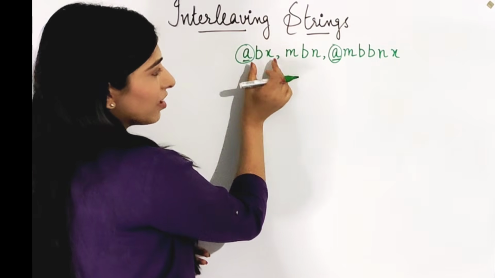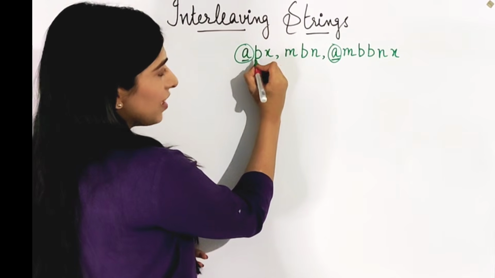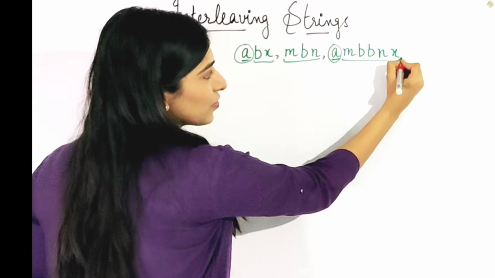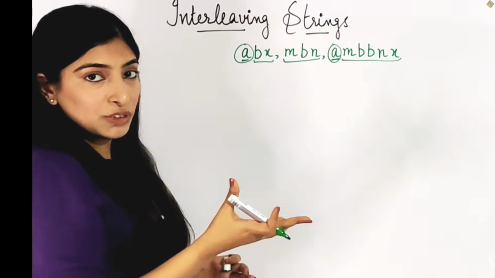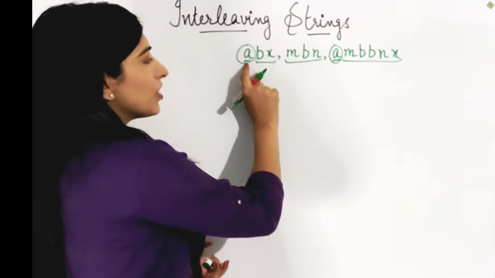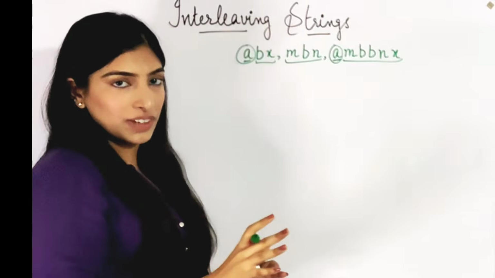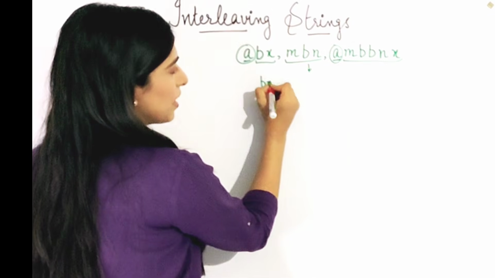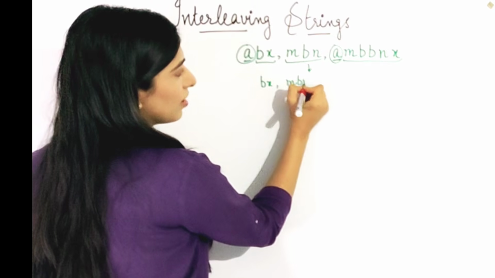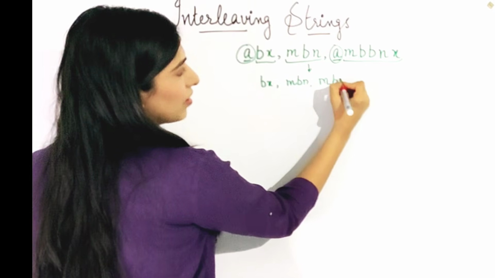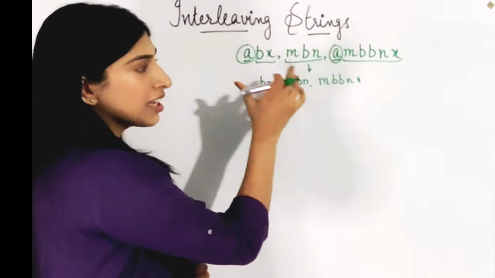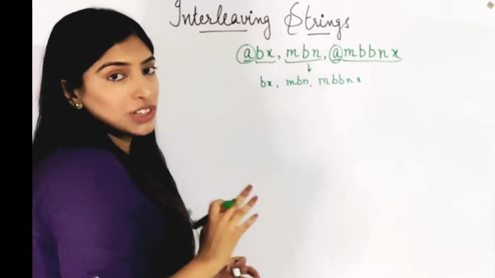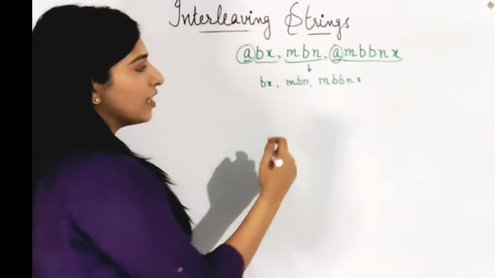Now if we check whether these two strings, the leftover, that is BX and MBN, can interleave to the rest of the string, then our answer will be true, otherwise it will be false, because we know that this A is contributing anyway, right? So what will that be? So if we consider BX, MBN and MBBNX, if the answer to this problem will be true, then we know that the answer to this problem will also be true, right? Now let's see.